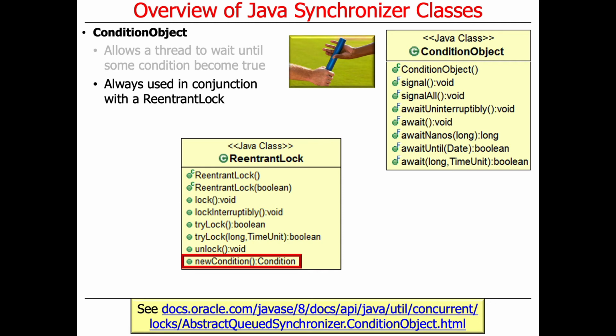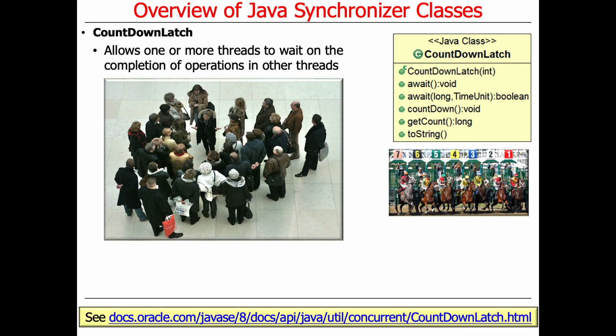Condition objects are always, always, always used in conjunction with a reentrant lock. And you'll see reentrant lock actually has a factory method called new condition that makes a condition that's associated with it, and therefore it allows you to coordinate access to the shared resources atomically. We'll talk a lot more about that later. I don't expect you to understand that in detail now, unless you are a condition object savant and already understand all these things. We're now going to transition into several different barrier synchronizers.